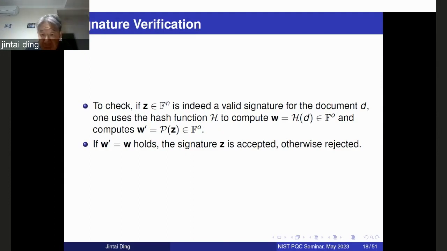You will compute if W is indeed equal to P(Z). If they are equal, then you accept. If they are not, you reject. That's it. Therefore, the signature verification process is just computing a set of polynomials at a given point and then comparing the values. That's it.